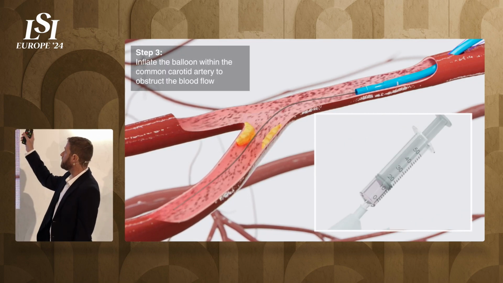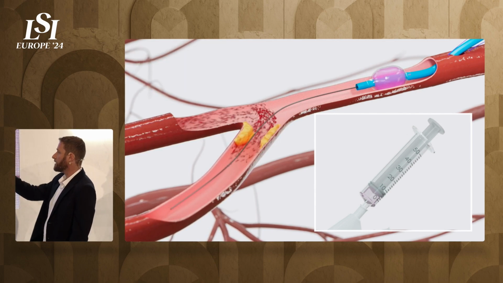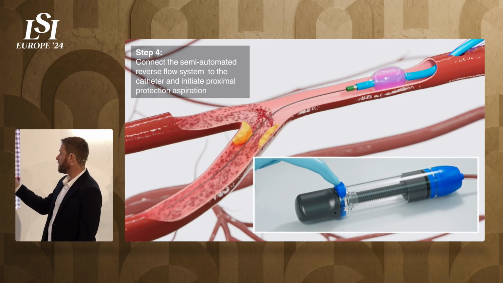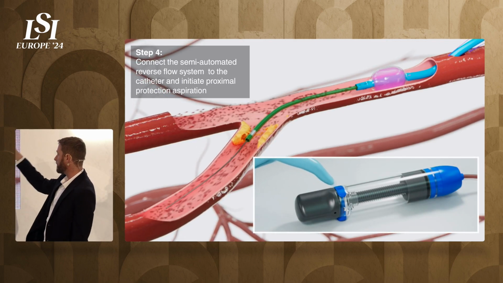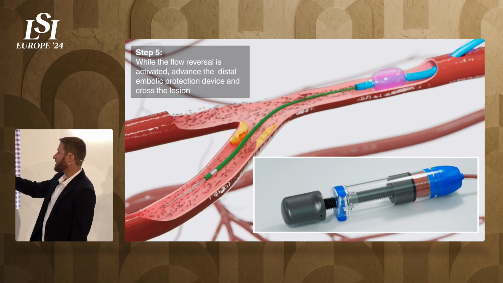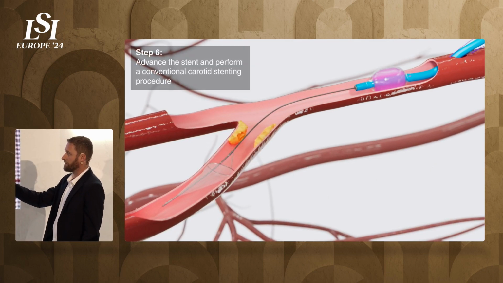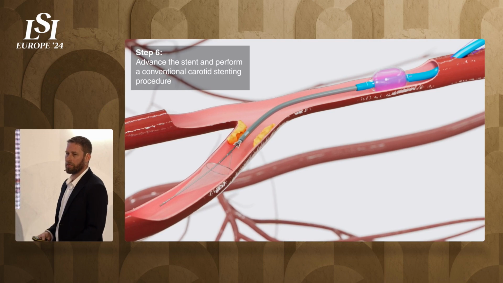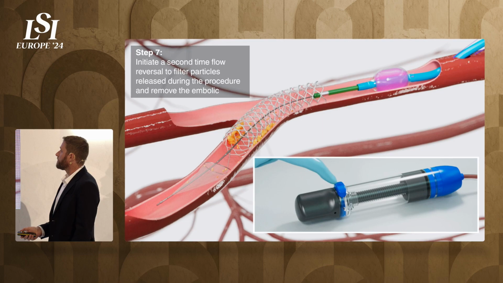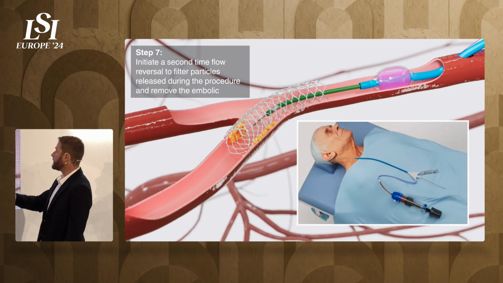Now we have flow from the arch to the brain. We inflate the balloon at the common carotid and block that flow. We still get some backflow from the external to the internal, and then we operate our aspiration system to reverse the flow through our filterized system. Once the blood is reversed, we can insert the filter and continue with a stent. We are stent agnostic. We can use any stent on the market. And then the last thing we have to do is retrieve the filter and aspirate all the embolic particles.